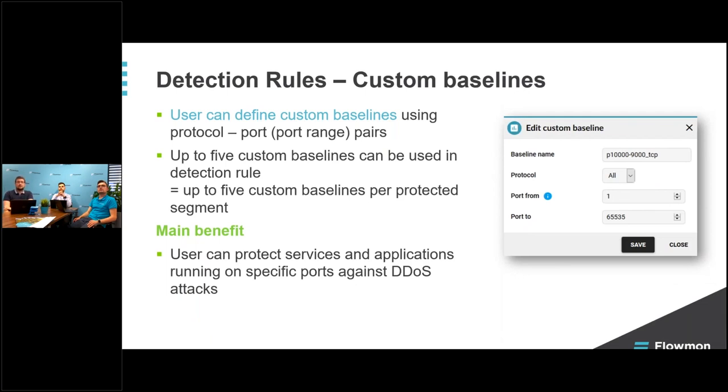We also wanted to provide users with the option to create their own custom baseline, so the user can define protocol and port pairs. It can be a single port or a port range, and they can use up to 5 of these custom baselines for each rule, that means for each protected segment. So if you have a customer who wants to protect services or applications running on specific ports, you can do it by defining a custom baseline.